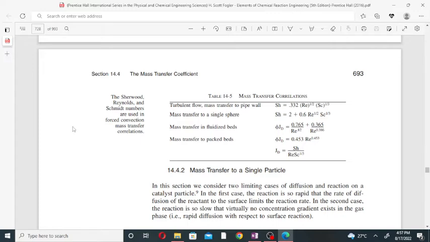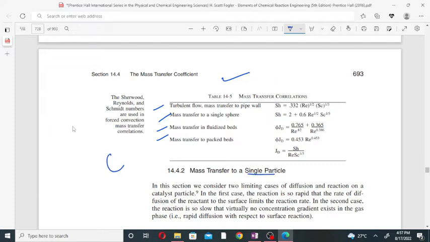In the previous lecture we discussed mass transfer correlation. Now in this lecture we will continue with mass transfer correlation. We have discussed these equations. Now in this lecture we will discuss the mass transfer to a single particle.